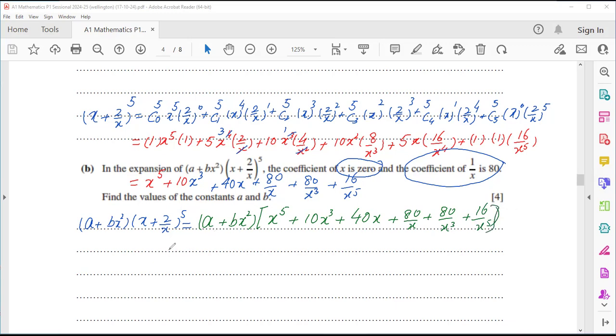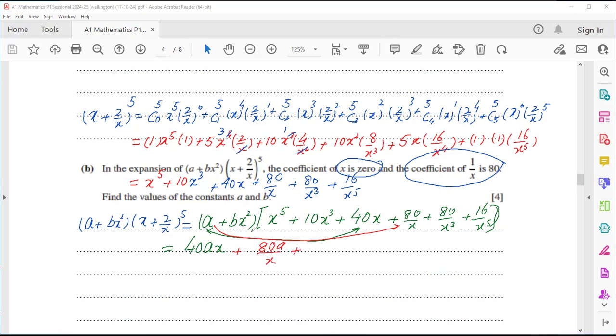Now we have to find the coefficient of x as well as the coefficient of 1 over x. So when you multiply this one, this number a will multiply by this number. So I will get 40ax. You have to multiply this number by this one, so you will get 40 times a times x. Now the next one is you have to multiply, suppose by this color, a multiplied by 1 over x. So this a will multiply by this term, so you will get 80a over x.